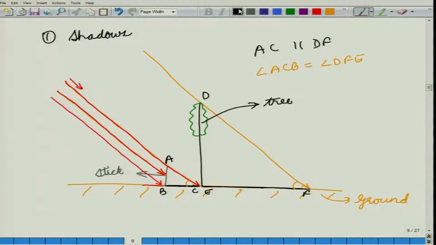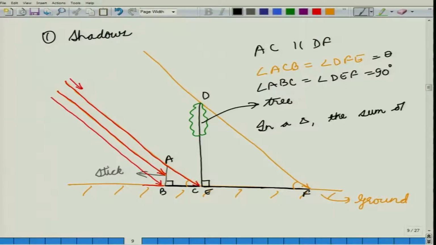Now, because both of these objects are vertically above the ground, both these angles are equal and equal to 90 degrees. So, angle ABC is equal to angle DEF is equal to 90 degrees, and suppose this angle is theta. Now, we know that in a triangle the sum of three angles is equal to 180 degrees.